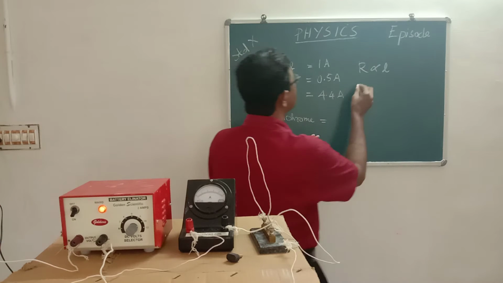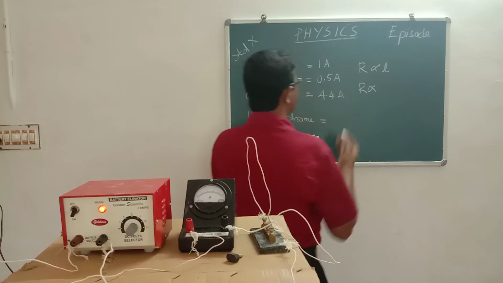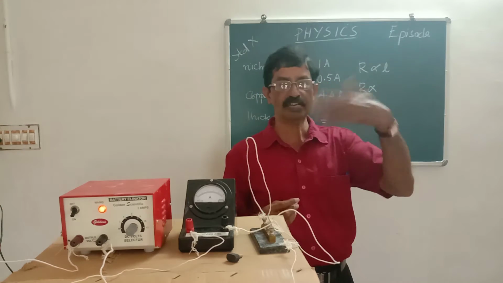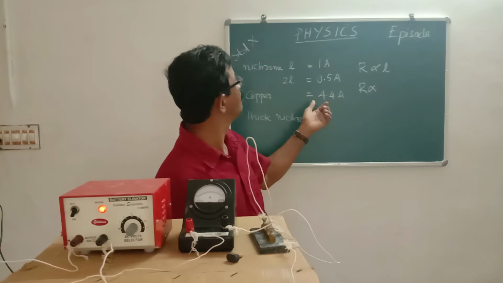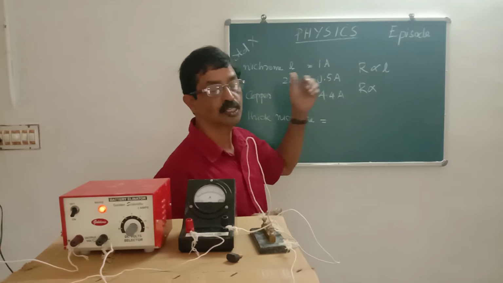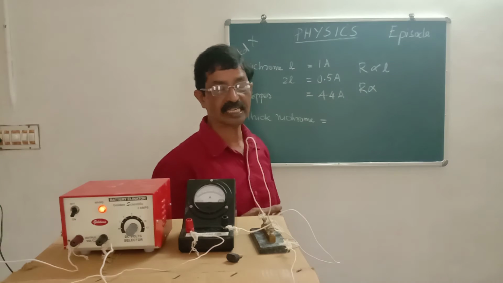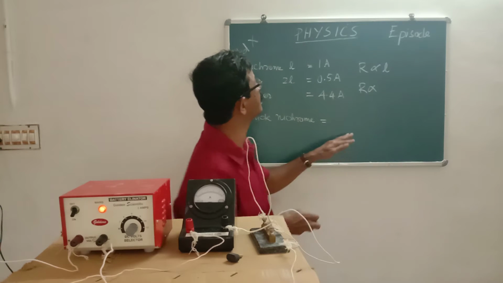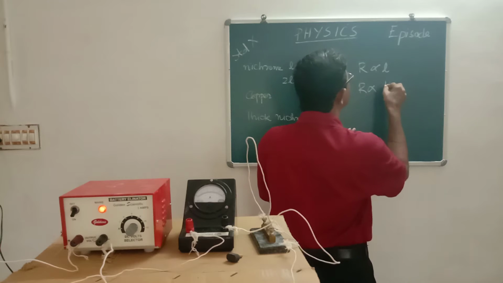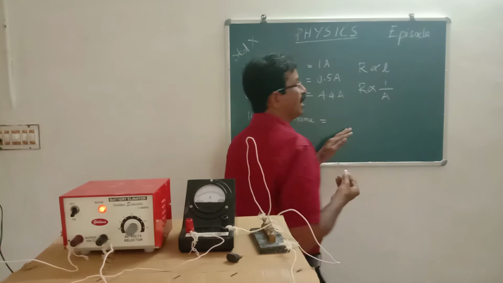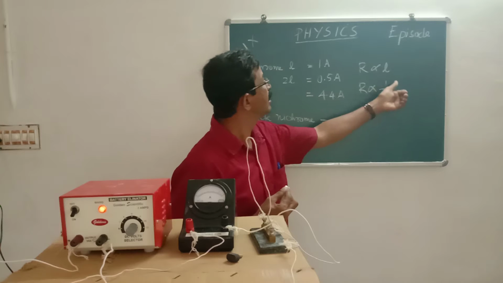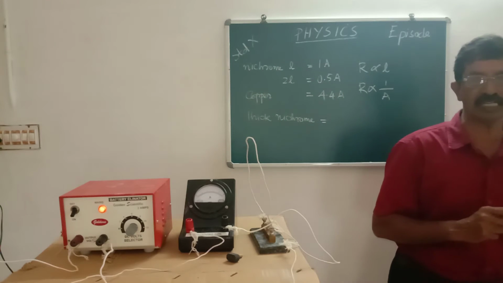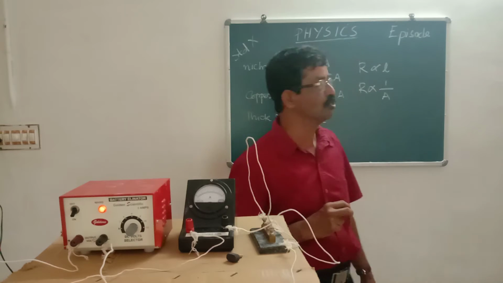Second, when the thickness of the wire increases, what happens? We can observe the resistance decreasing. When thickness is increasing, resistance is decreasing. So resistance is inversely proportional to the area of cross section of the material. Thickness means area of cross section.